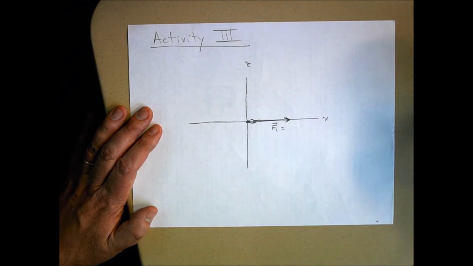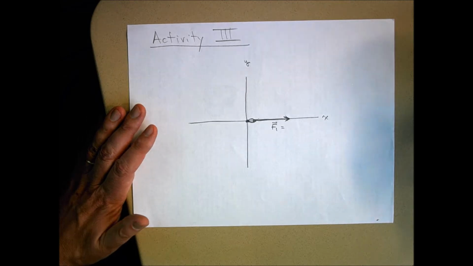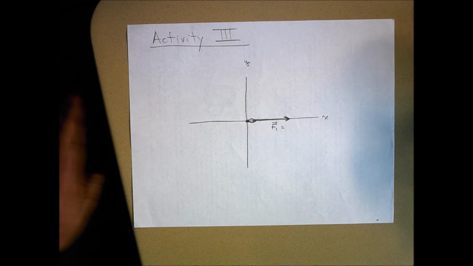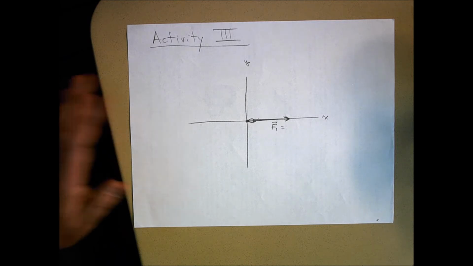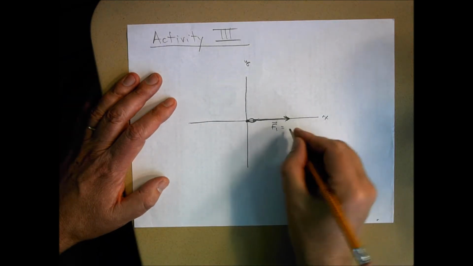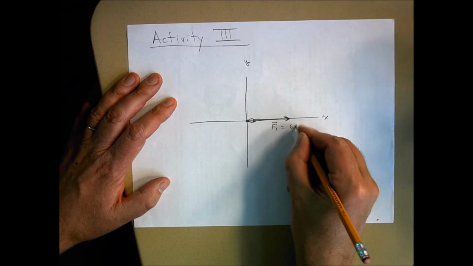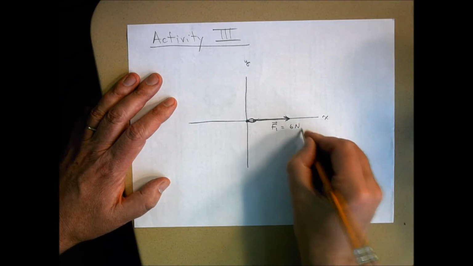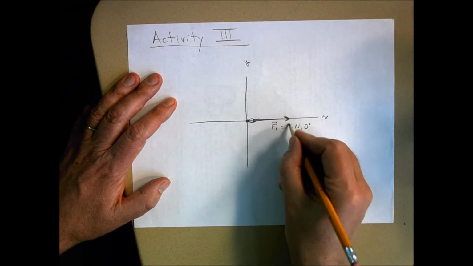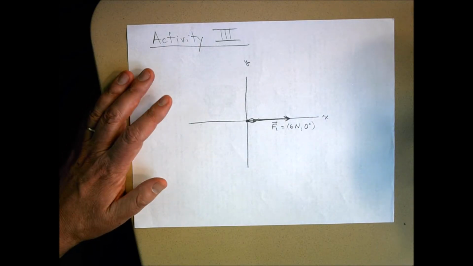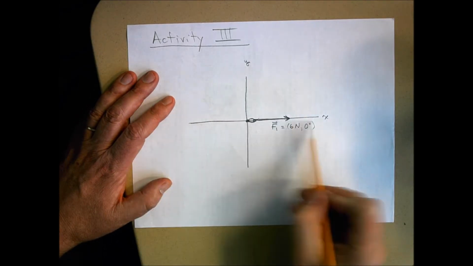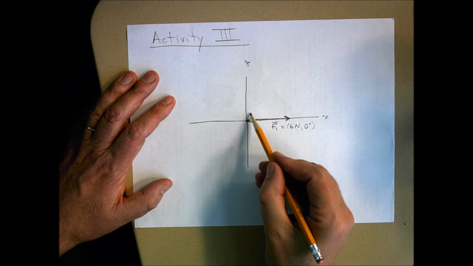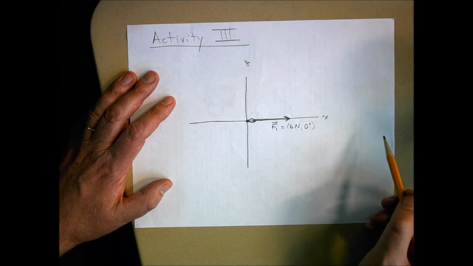And F1, I want you to make this 6 newtons at 0 degrees. Now use a protractor and a ruler to make these 90 degrees apart, right? X and Y axis, 90 degrees apart.